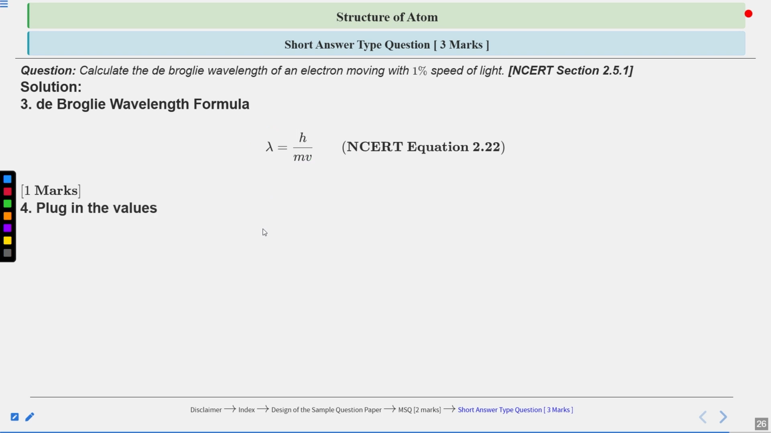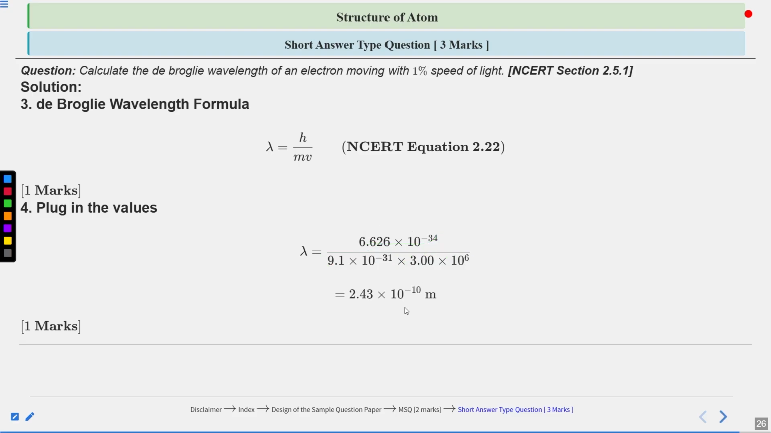Next is to plug all these values in the given equation. So h is put here, this is the mass of the electron, and this is the speed, which will give you 2.43 × 10^-10 meter. If you do this, you will get 1 mark. So write it stepwise as I am detailing it to you.